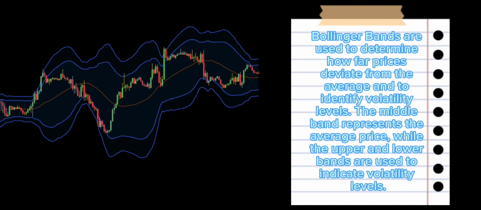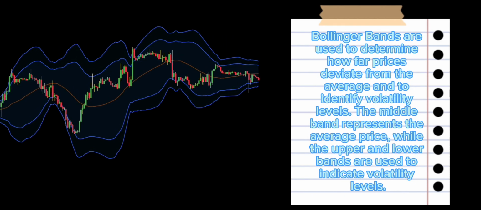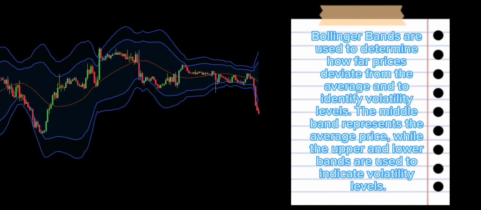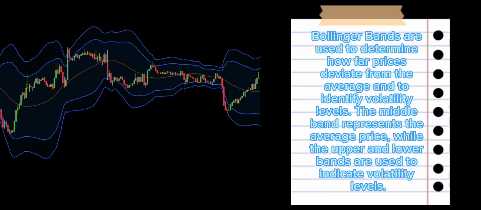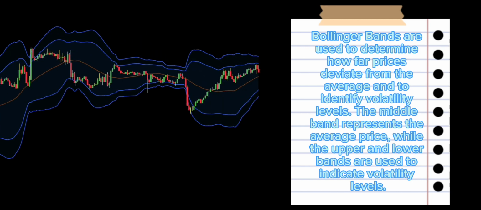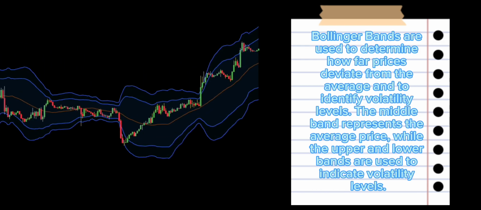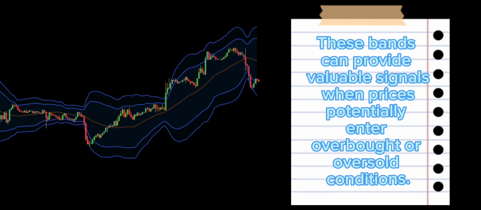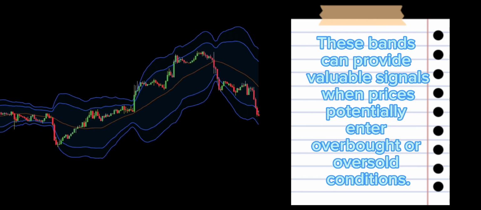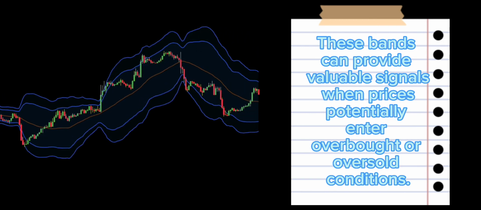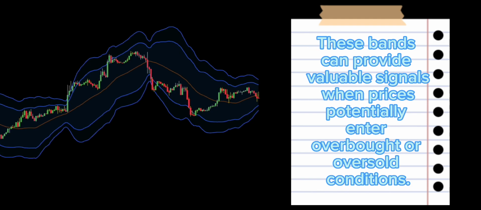Bollinger Bands are used to determine how far prices deviate from the average and to identify volatility levels. The middle band represents the average price, while the upper and lower bands are used to indicate volatility levels. These bands can provide valuable signals when prices potentially enter overbought or oversold conditions.